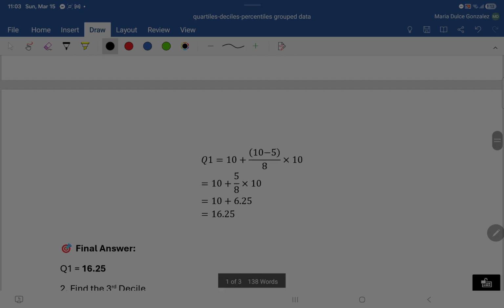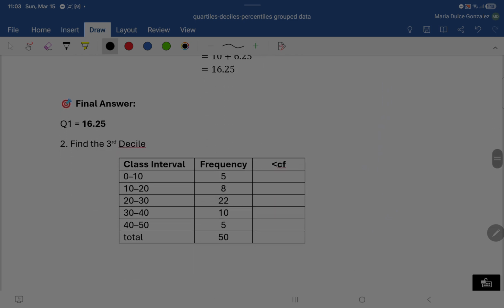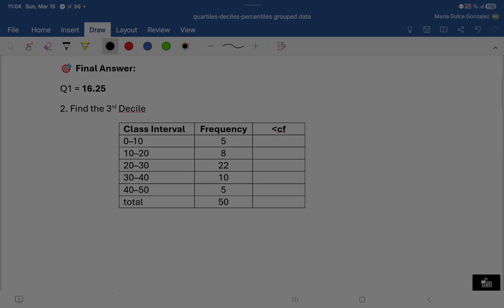Now going to the next problem, we have find the third decile. So we have another class interval and frequency. Again, before we proceed to our computation, we need first to fill in the third column. So for our cumulative frequency, that would be 5 plus 8 equals 13, plus 22 that would be 35, plus 10 is 45, and plus 5 that would be 50.